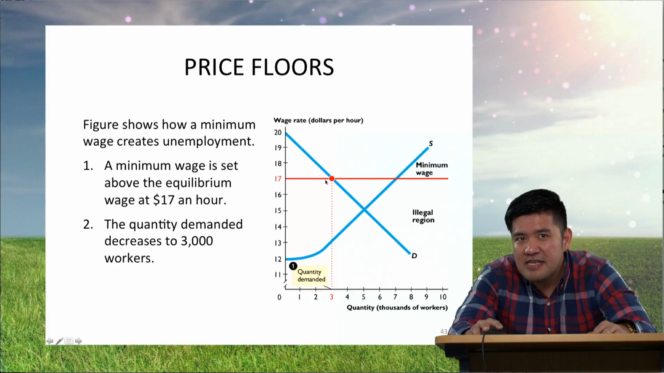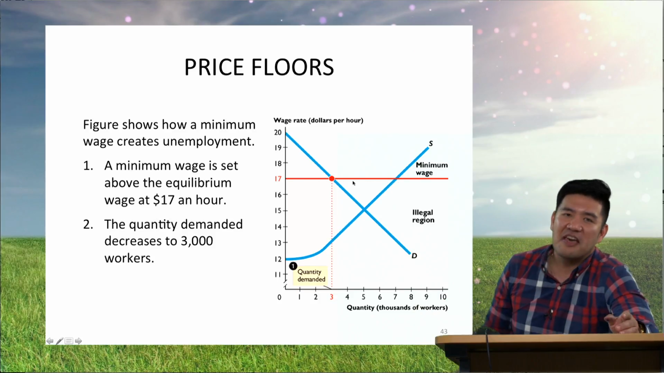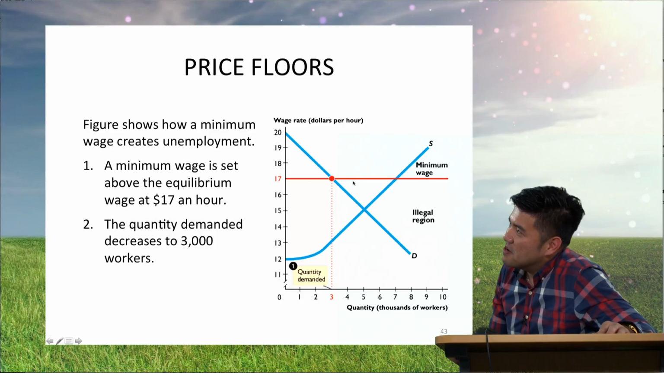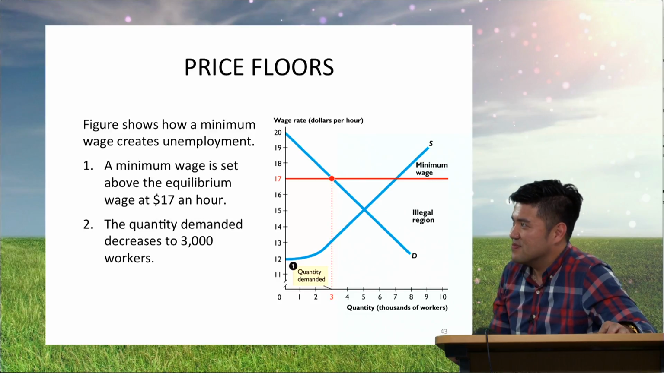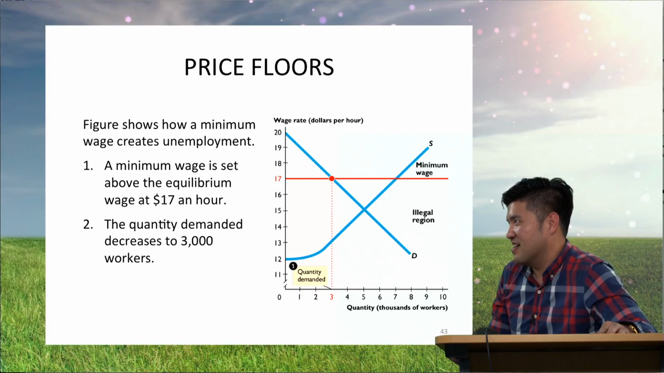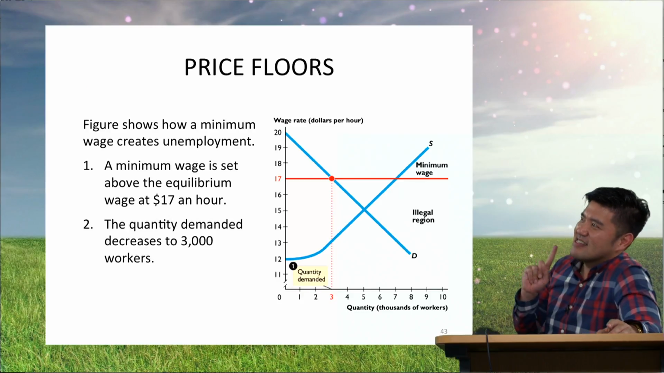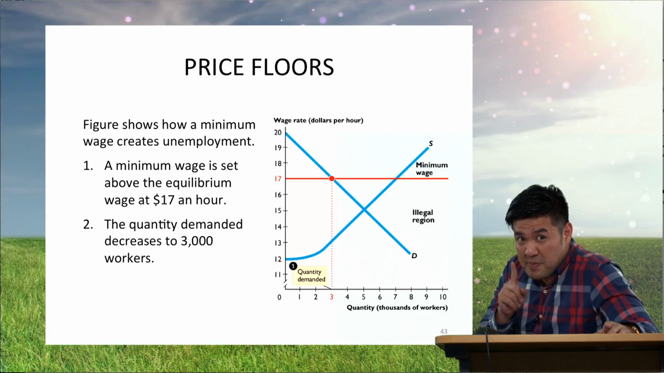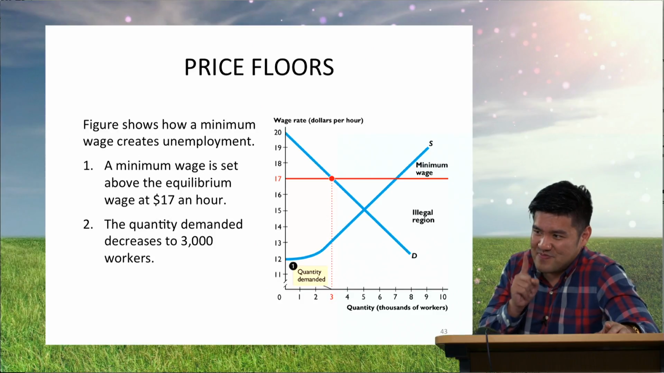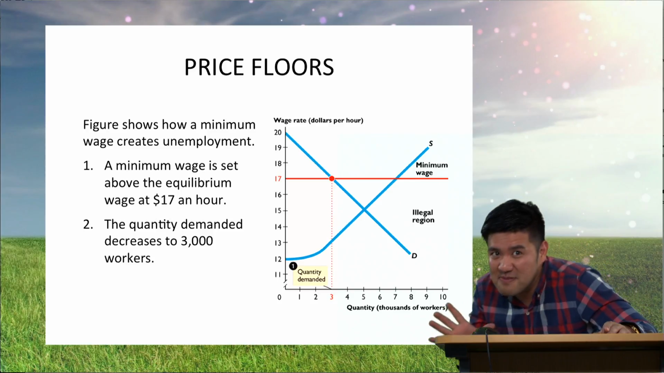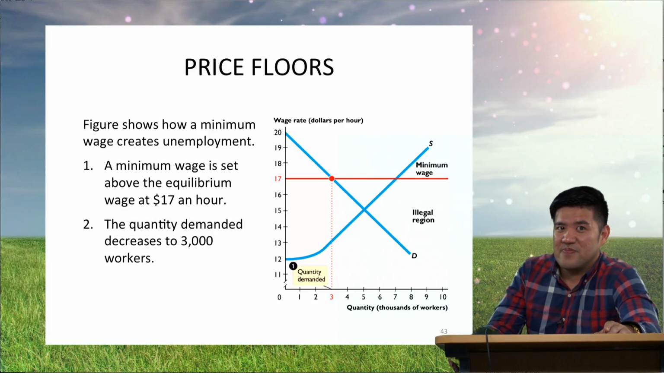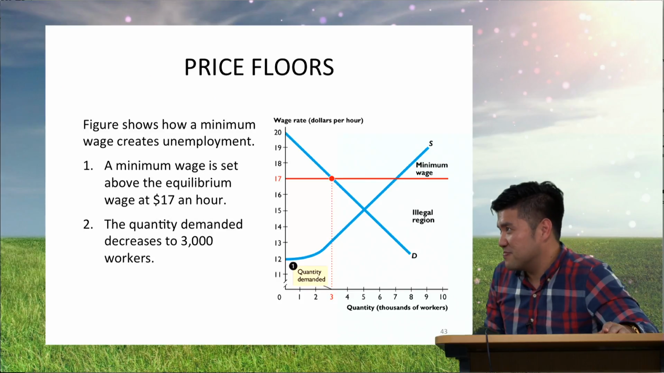As the employees, how do you respond to that? You say, thank you, government. You are imposing a minimum wage at $17, which is higher than the market wage. Oh, thank you. But hang on. This is going to cause a problem. When the working of the market is disturbed, this is going to cause another problem.